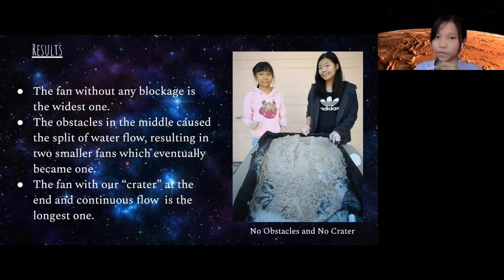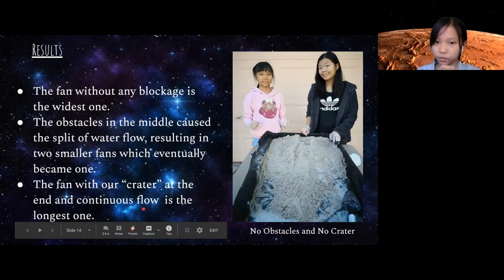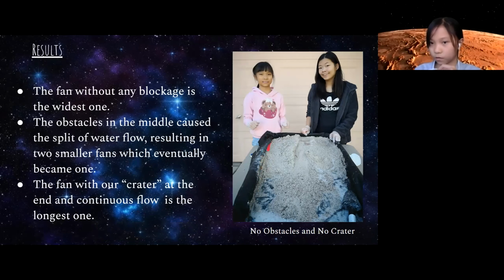Results. The fan without any blockage is our widest one, and the fan with the obstacles in the middle caused the split of water flow, resulting in two smaller fans, which eventually became one large one. The fan with our crater at the end and the continuous flow is our longest one. And in the picture on the right here is our fan without any blockage.